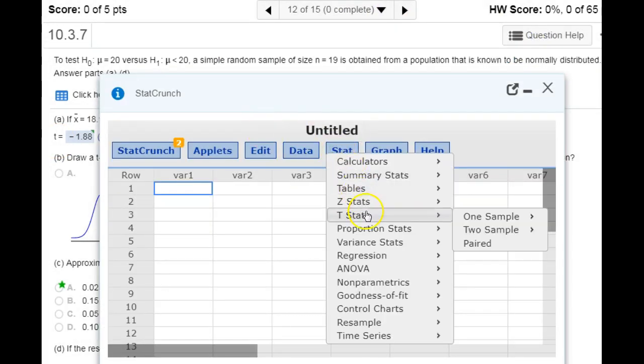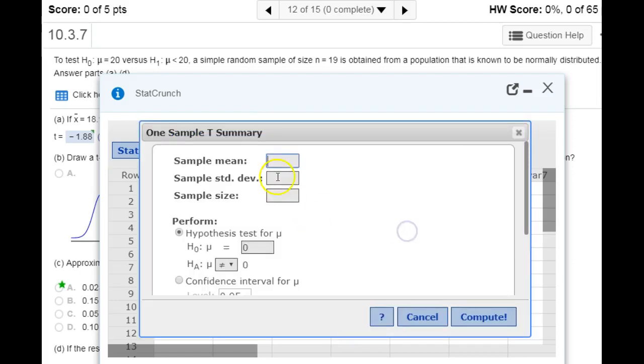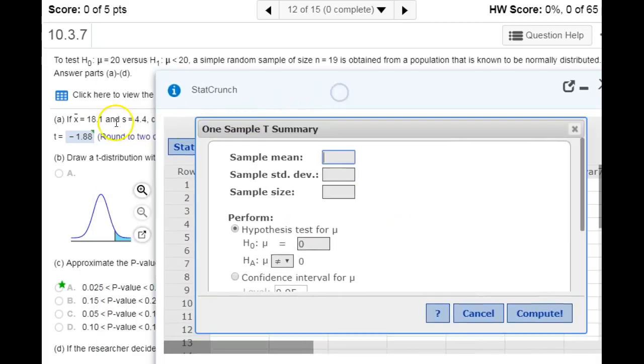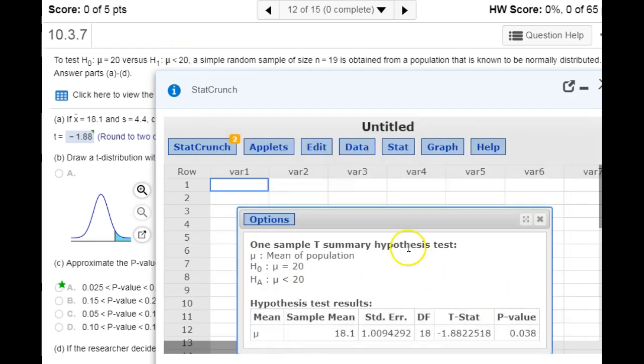So I'm going to go to t-stats, one sample with our summary data. And so that sample mean 18.1 for this problem. Type in the standard deviation and the given sample size. Make sure our hypothesis test matches up with our parameters, and it says we're looking for a left-tailed or less than alternative, so I'm going to enter that. And when I hit compute, I get the test statistic here. I also get the p-value. So I can go ahead and answer part A based off that.